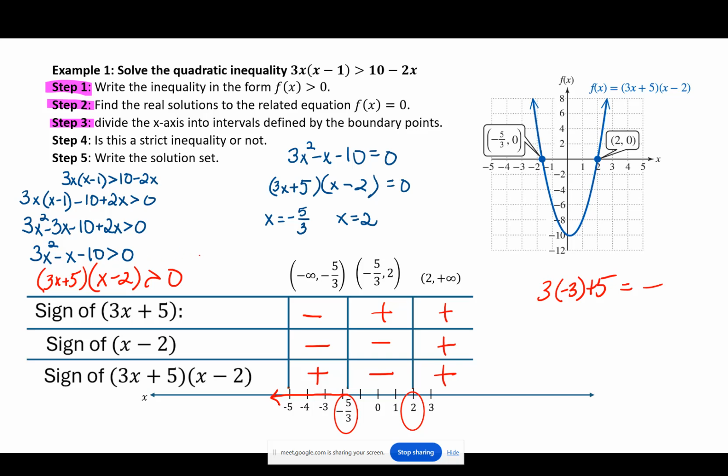So when is this function greater than 0? It's going to be on this interval and this interval. So my solution would be -infinity up to -5/3, union 2 to infinity. Those are the two regions, the two intervals where the function is positive, greater than 0. So that is the solution set.